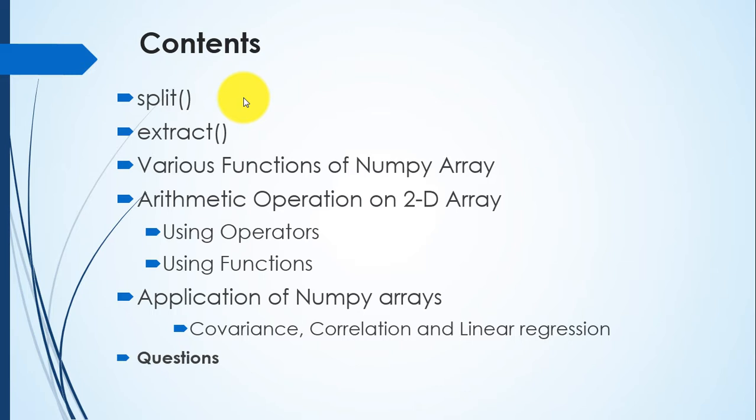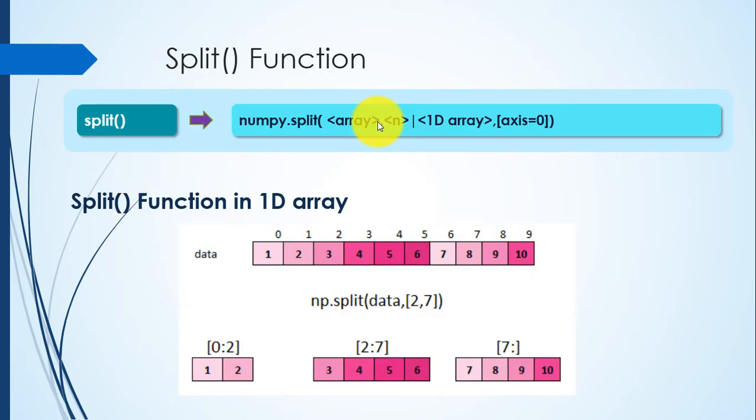So let us start with the split function. Split function will split our array into subsets. It can be done both in one dimension and two dimension arrays. First of all, we will be seeing the syntax of split. Here, first of all, the numpy package, np.split or numpy.split. Then we have to specify the array in which splitting should be done, and then we can specify n as an integer number or one dimension array. And the final parameter, whose default value is 0, is axis, on which axis we want to split.